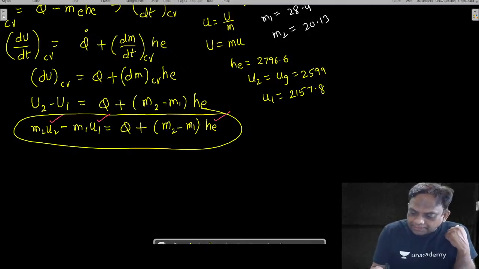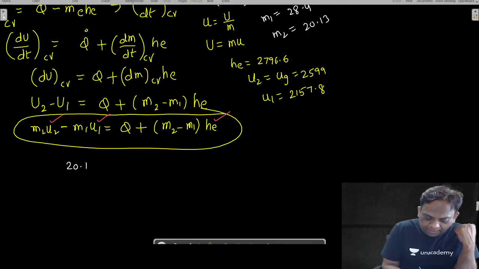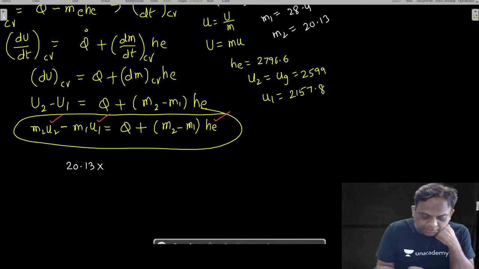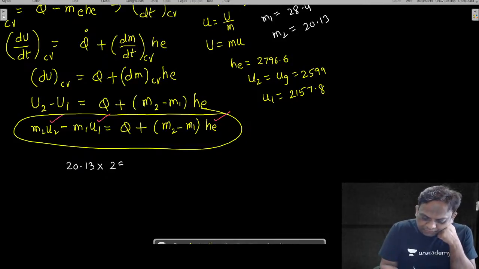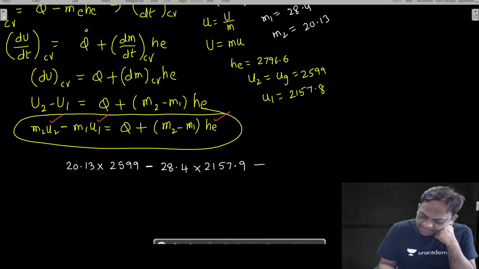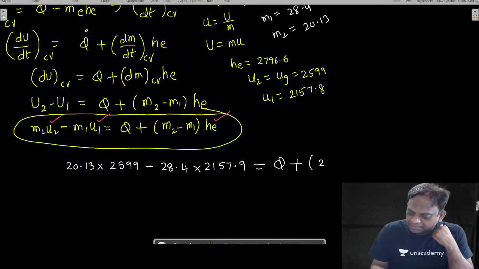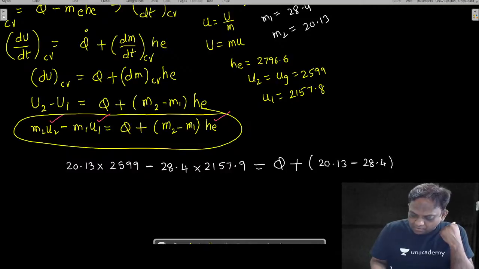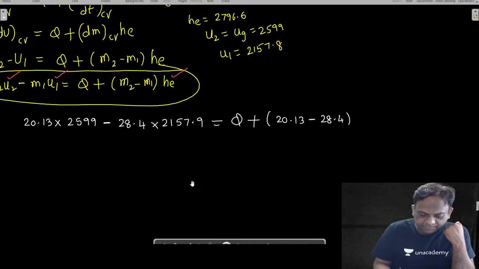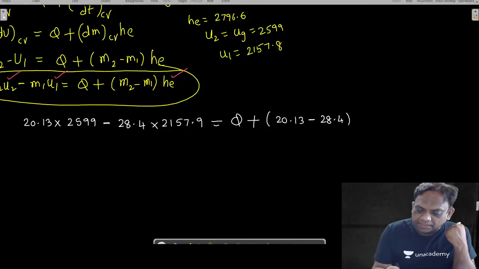M2. What is M2? 20.13 into U2. What is U2? 2599 minus M1. M1 is 28.4 into U1. What is U1? 2157.9 is equal to Q plus M2 minus M1. What is M2? 20.13 minus M1 is 28.4. Wonderful. M1 minus M2 into HE. HE is already known.